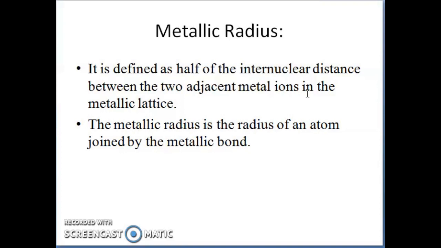So we can conclude that atomic radius exists in different categories: covalent radius, ionic radius, van der Waals radius, or metallic radius.